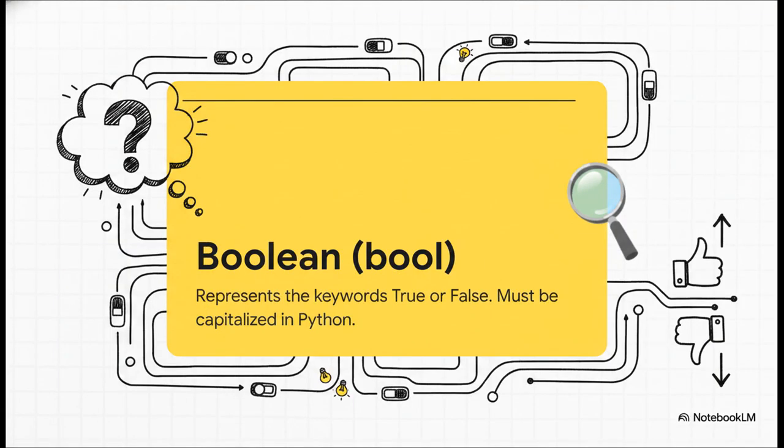And finally, we have the Boolean. This simply evaluates if something is true or false. And, a quick heads up, in Python those keywords actually have to be capitalized. Booleans are essentially these tiny invisible switches running inside your code. Like, is the user logged in? True. Is the game over? False. These true and false statements dictate exactly how our programs flow.